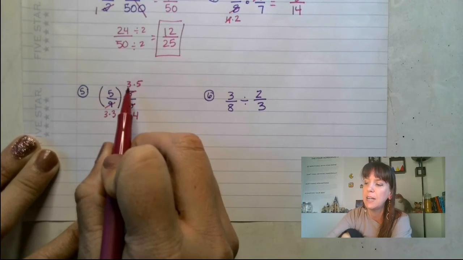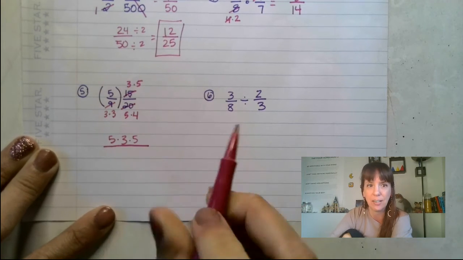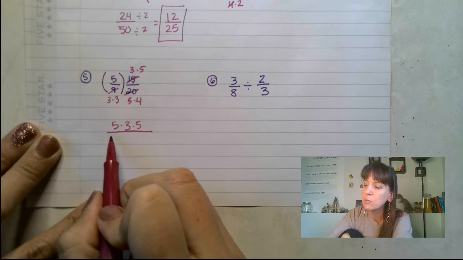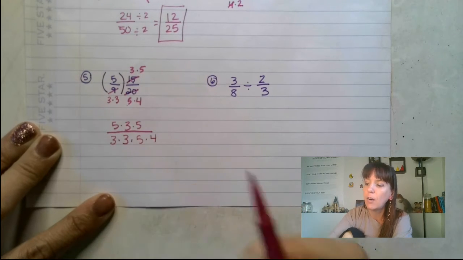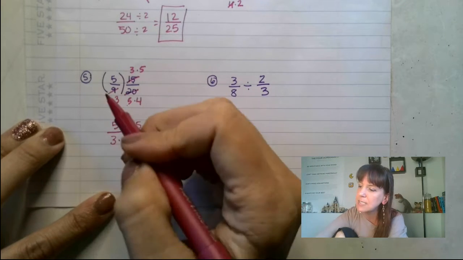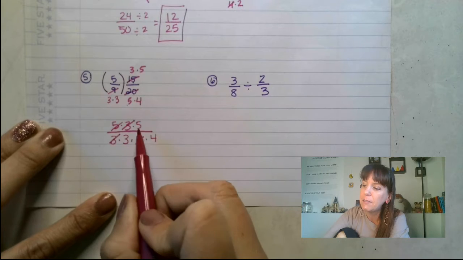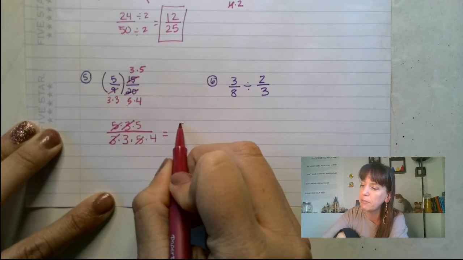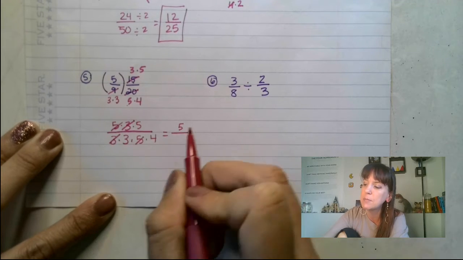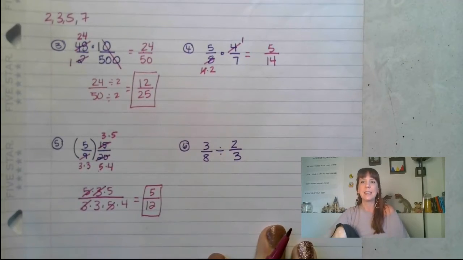Upstairs I have 5 times 3 times 5. Downstairs I have 3 times 3 times 5 times 4. All right, lob away. Let's cut these guys off. 5 and 5, 3 and 3. I don't have anything else that I can lob off. So upstairs I have a 5. Downstairs I have 3 times 4, which is 12. That is my answer. All right, let's talk division.